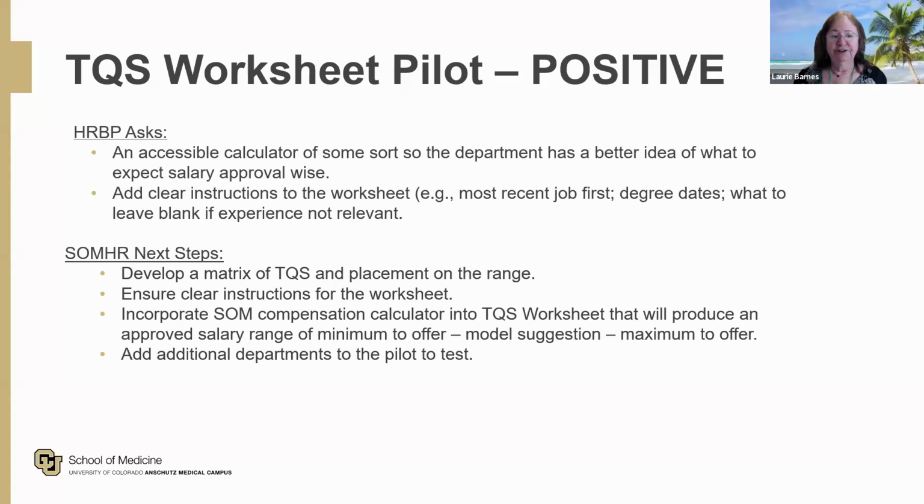And then to add clear instructions to the worksheet. You know, we want the most recent job first, and we want the degree dates. What do you leave blank so the worksheet doesn't inaccurately calculate something we don't want to calculate? So we took a look at this in our next steps. And I think this will be helpful for all of us, to develop a matrix of TQS and placement on the range, which will look similar to the chart we showed earlier.